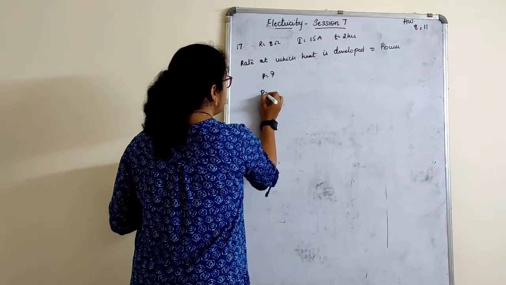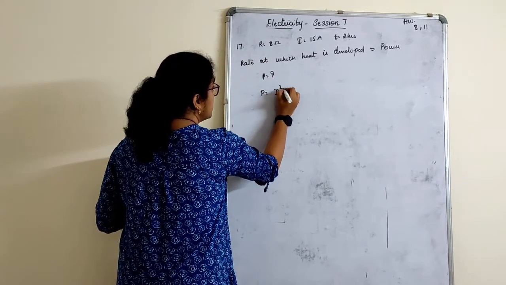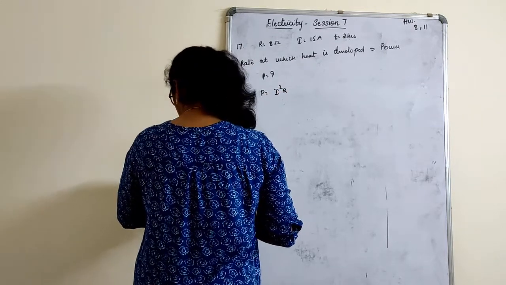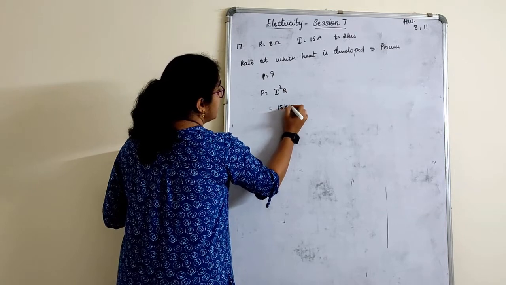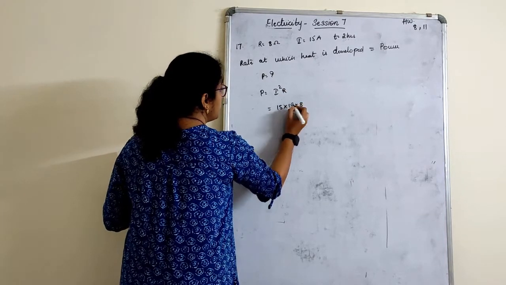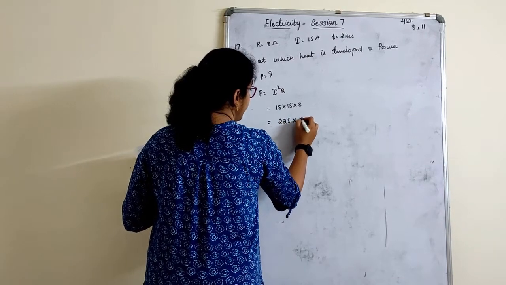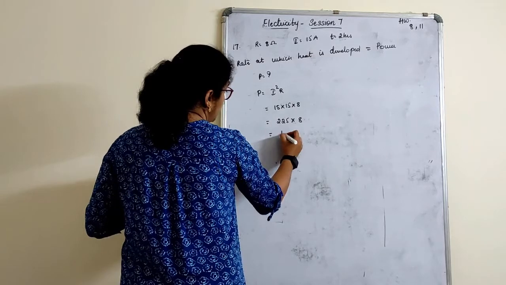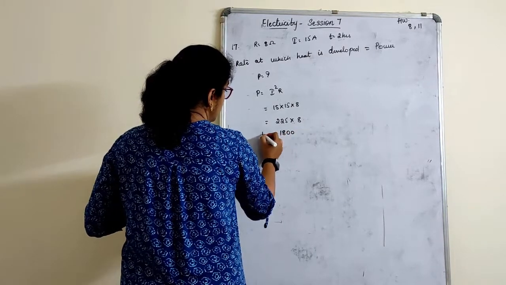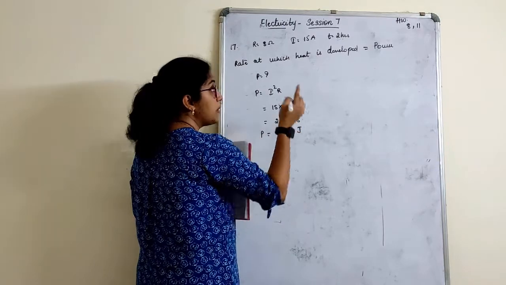So what is the power formula with respect to the given things here? That is nothing but I square R. Right? So I is 15, so 15 into 15 into 8. 15 15s is 225, into 8. So 225 into 8 will give you 1800 units.